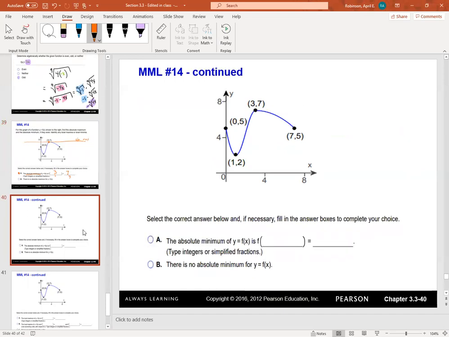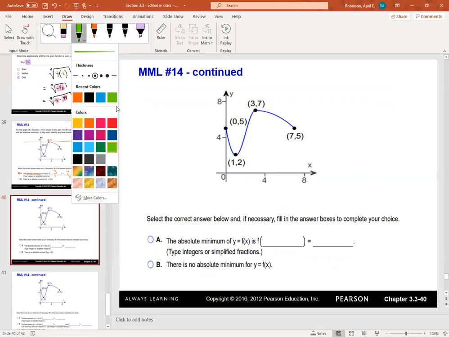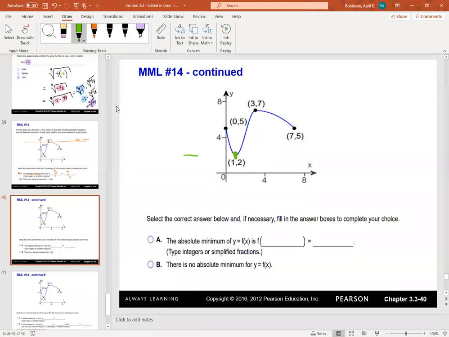Okay, and then the next question says, what's the absolute minimum? The absolute minimum would be my lowest point, which would be this guy. This is the absolute lowest point on the graph. And once again, I plug this one in for the absolute min. y equals f of x is f of blank equals blank. f of the x coordinate, which is 1, equals the y coordinate, which is 2.